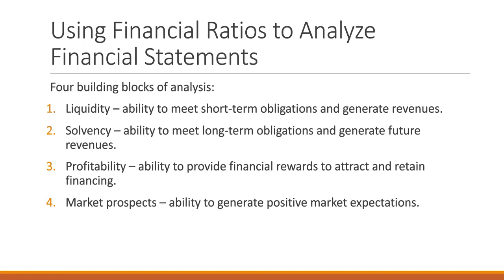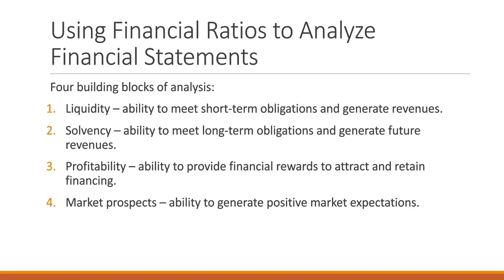So the different sections of analysis are liquidity. Liquidity is our ability to pay our bills. So can we pay our bills over the next year? Solvency is the ability to pay over the long term. So not just can we pay our bills this year or this month, but do we have enough resources to pay off long-term debt and continue going as a business for years and years and years?